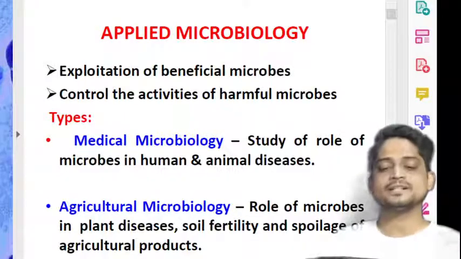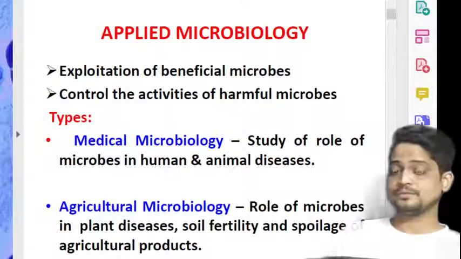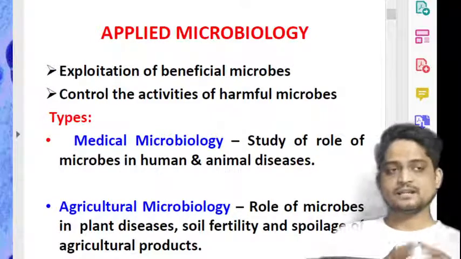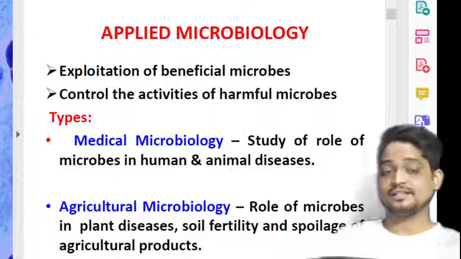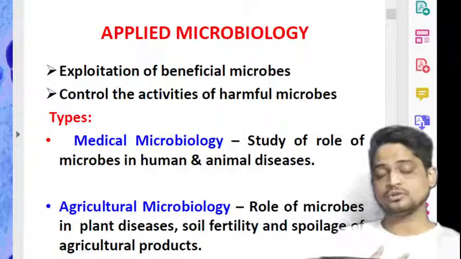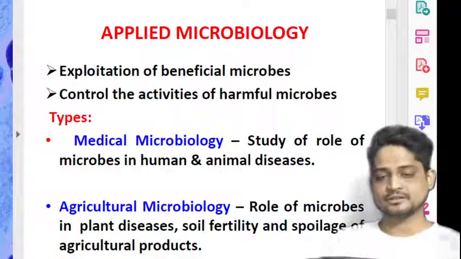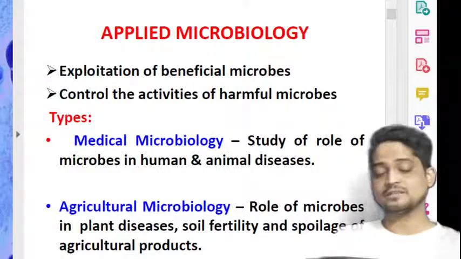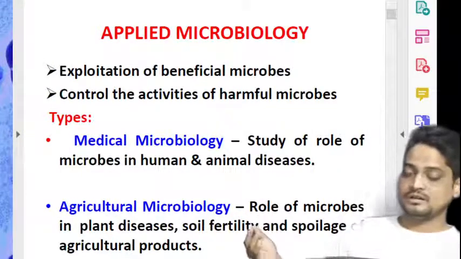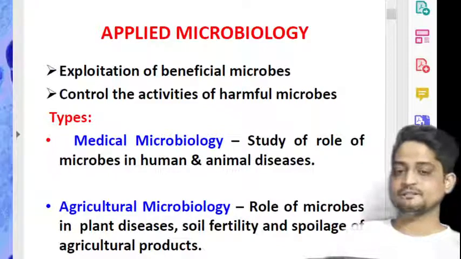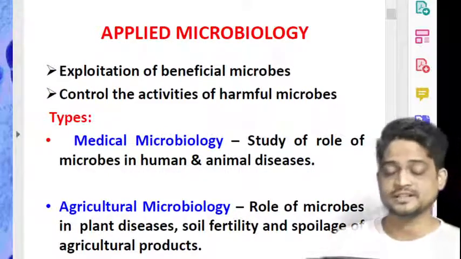When we talk about medical microbiology, it's the study of the role of microbes in human and animal disease. We study the human body and the effect of those microorganisms on it in different aspects. In agricultural microbiology, we study the role of microbes in plant disease, soil fertility, spoilage of agricultural products, etc.